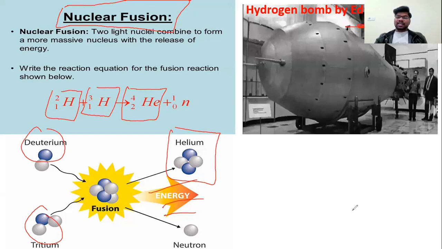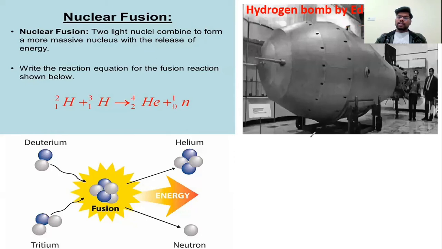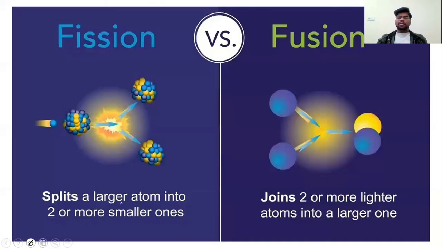So this is all about the difference between nuclear fission reactions and fusion reactions. Quickly, I will tell you about the differences here. Fission splits a larger atom into two or more smaller ones, but fusion joins two or more lighter atoms into a larger one. So they are opposite to each other.